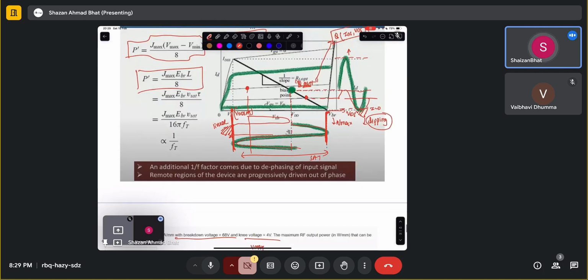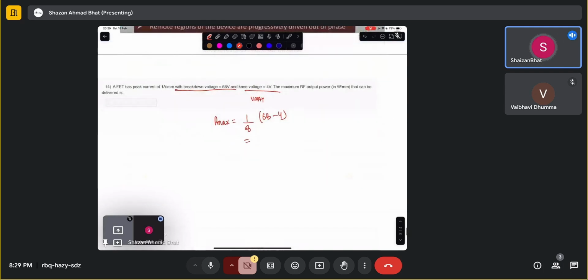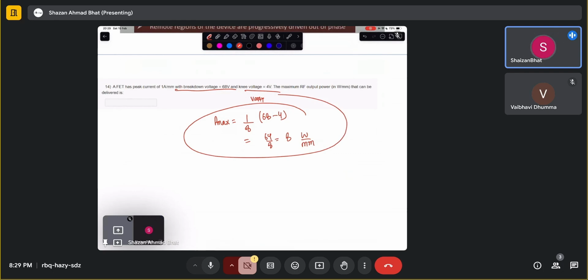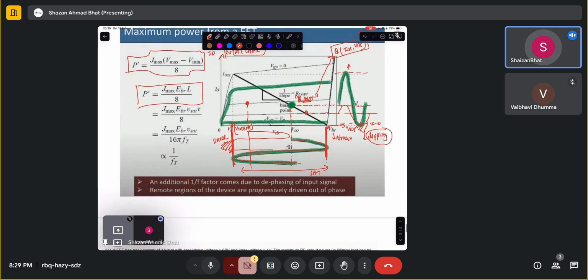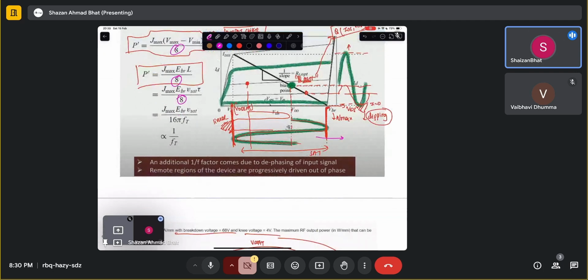Is there anything else? No. Then you have 64 over 8, which is 8 watts per millimeter. Is that the answer to this question? Yeah, that is the answer. And where does this 8 come from? That is a different story. You basically have to time average this sine omega t function.